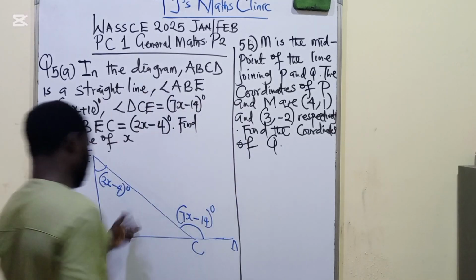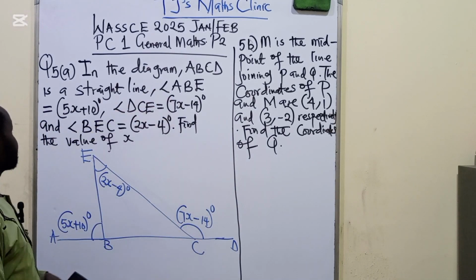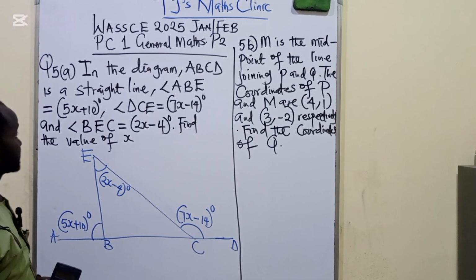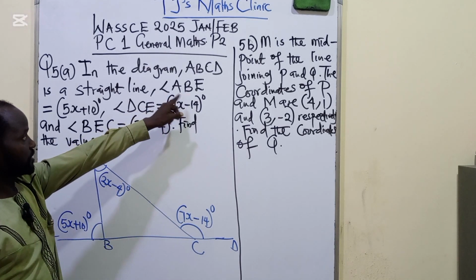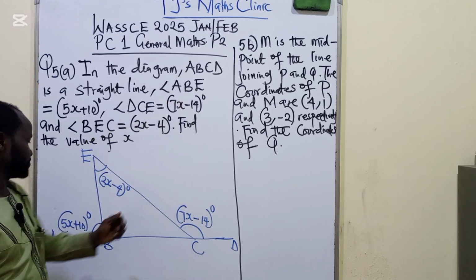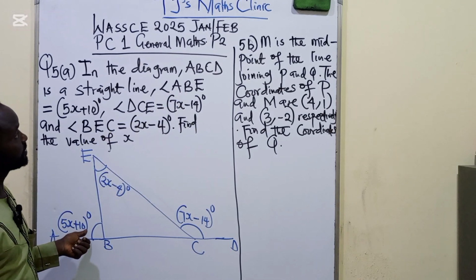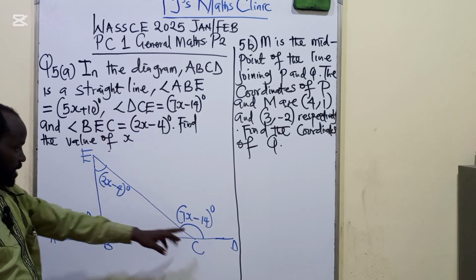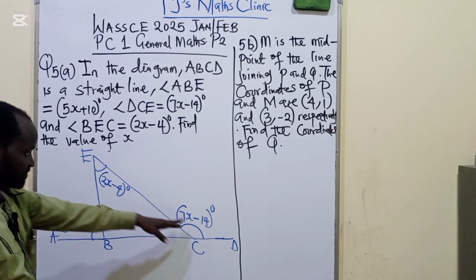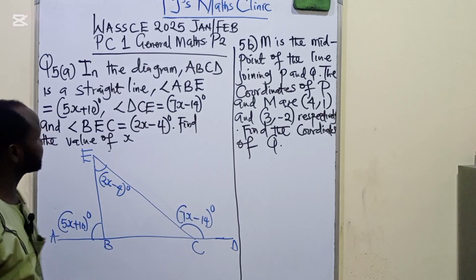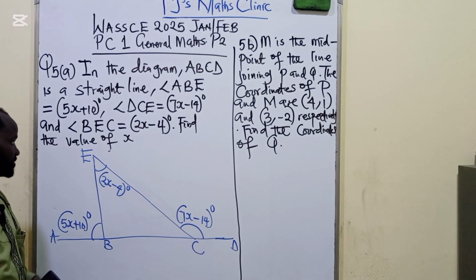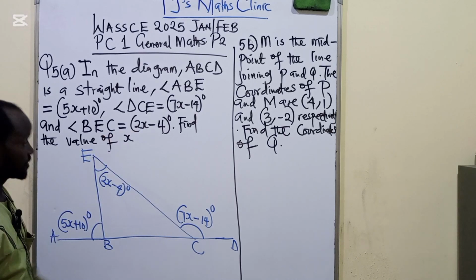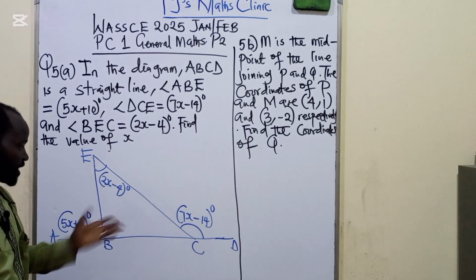In the diagram, ABCD is a straight line. Angle ABE, meaning the reference angle is at B, is 5x plus 10, all in degrees. The angle DCE, meaning the angle is at C, is 7x minus 14, all in degrees. And angle BEC, meaning the angle is at E, is 2x minus 4, all in degrees. We are asked to find the value of x.